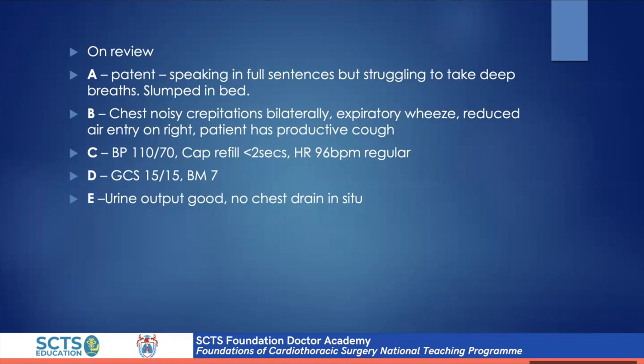His blood pressure is stable, 110 over 70. Capillary refill less than 2 seconds. His heart rate, a bit tachycardic, 96, but it's regular. GCS is normal and blood sugar is normal too. He's got a good urine output and he's not had a chest drain inserted because the rib fractures were uncomplicated. So what do you want to do now? What investigations would you like?